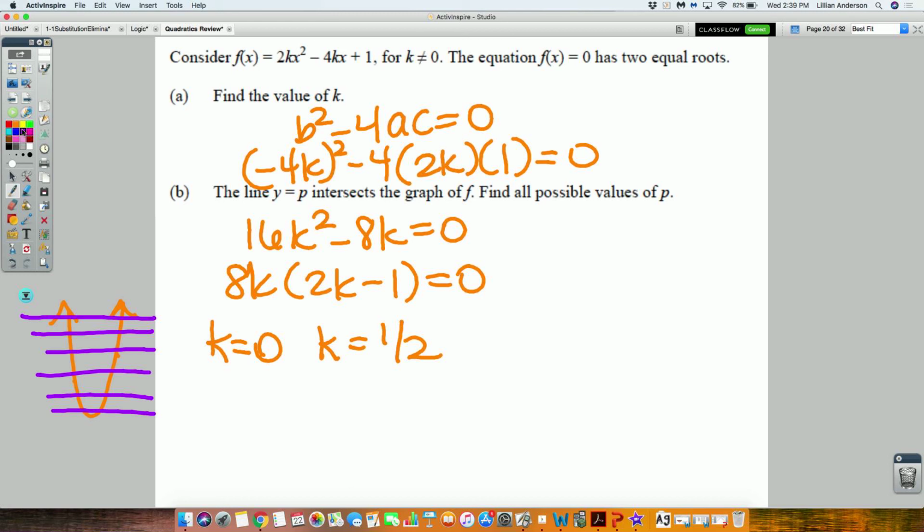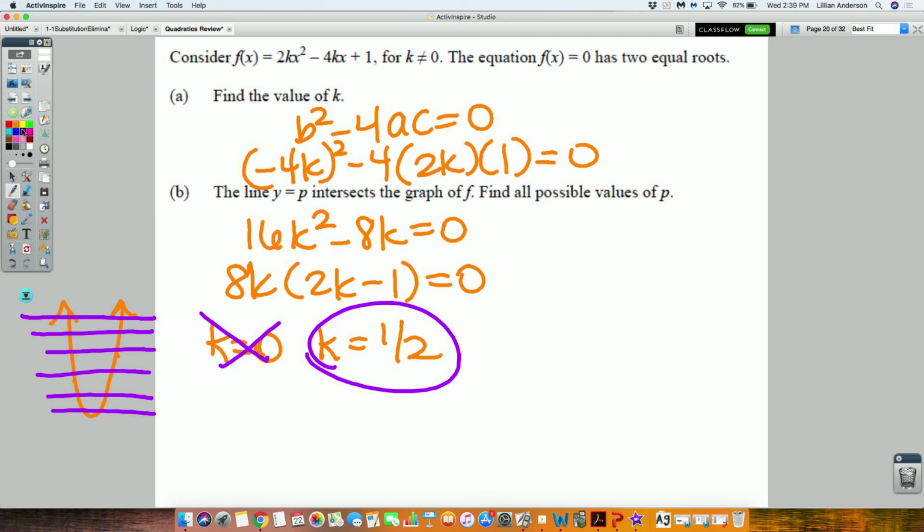Yes? In the problem it says k can't equal 0, so it's only k equals 1/2. I didn't read that. Yeah, be careful. It does say k does not equal 0, so it's only k equals 1/2.